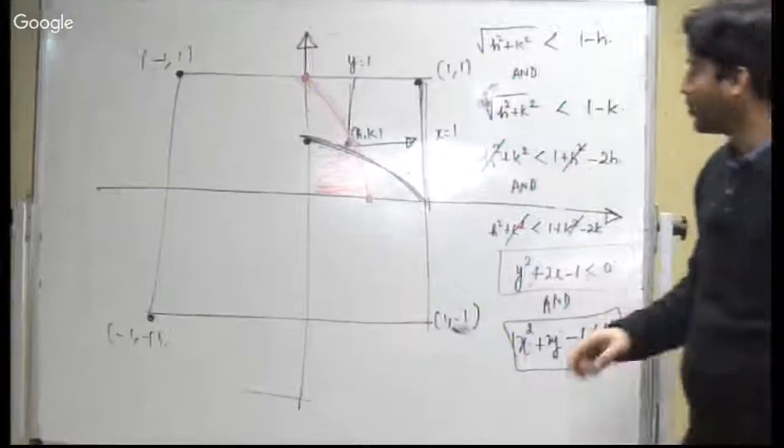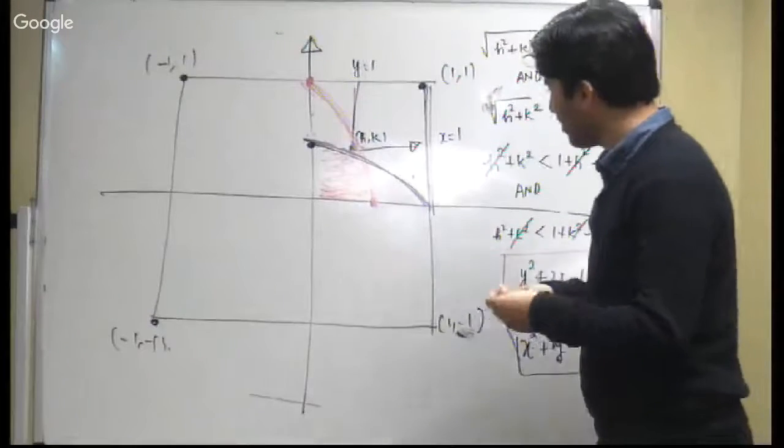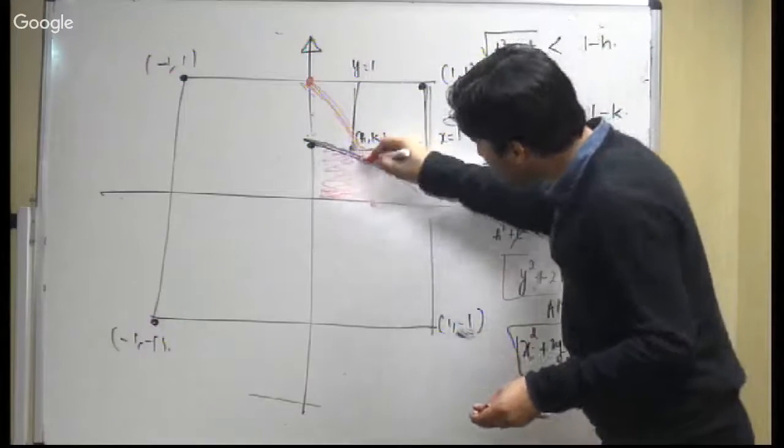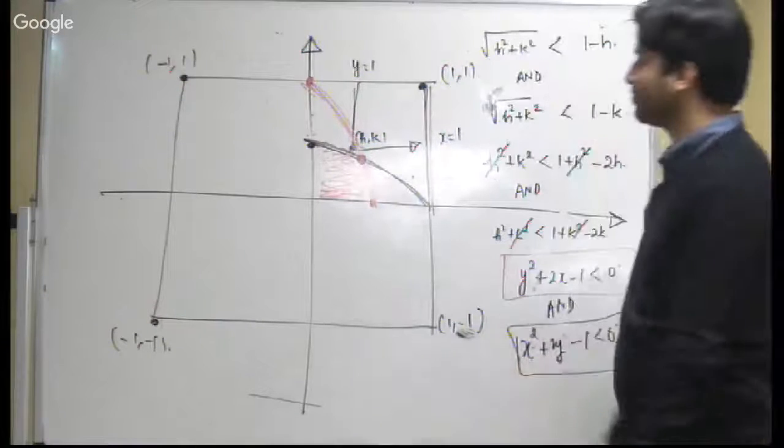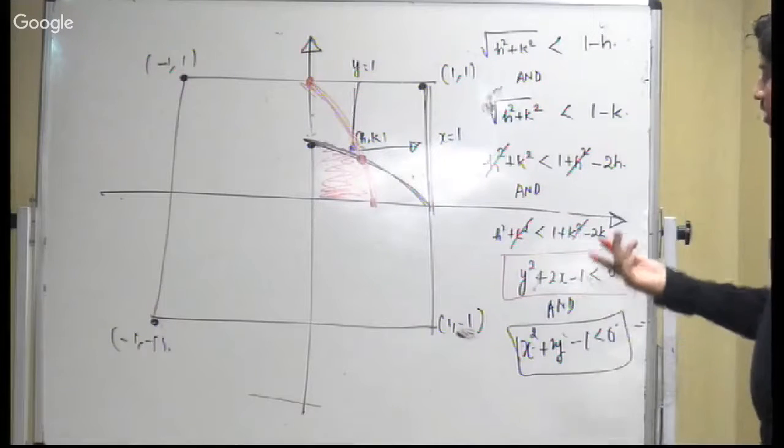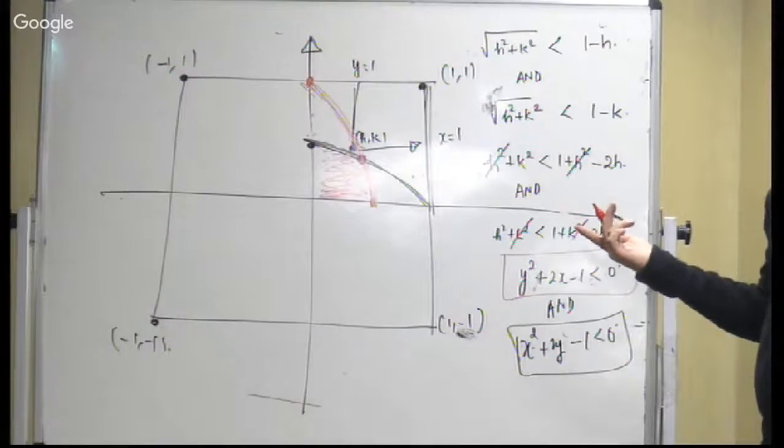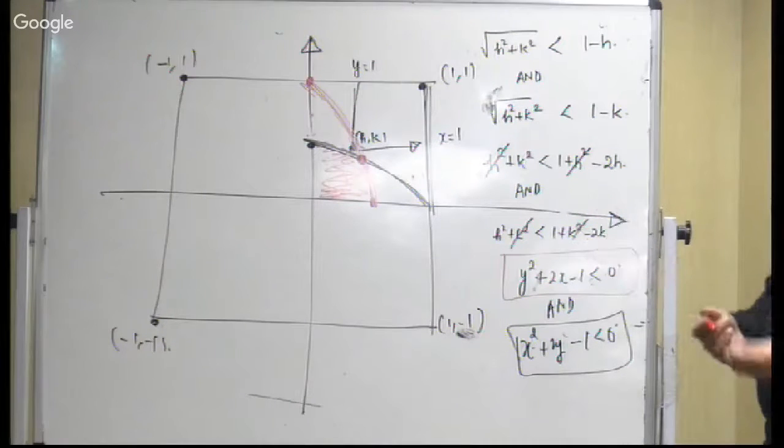But the question is, what is this point? Even if you're going for horizontal, you should know that point, right? So how to go for it?